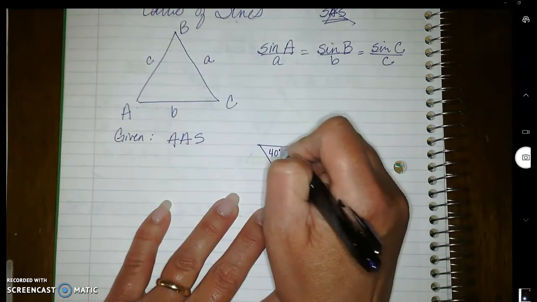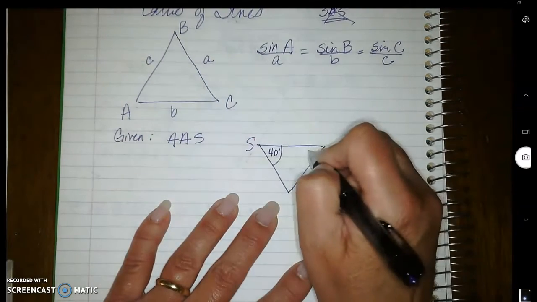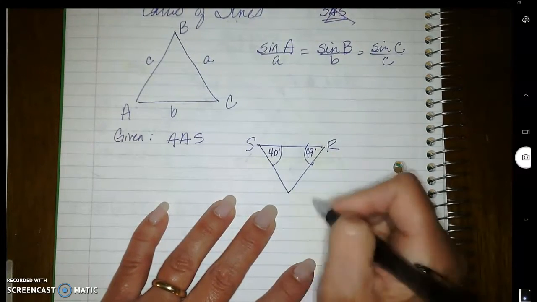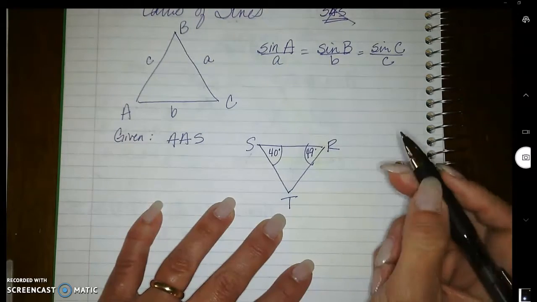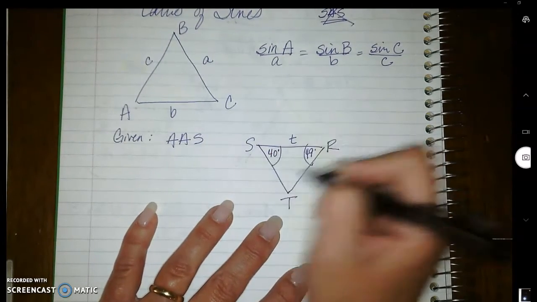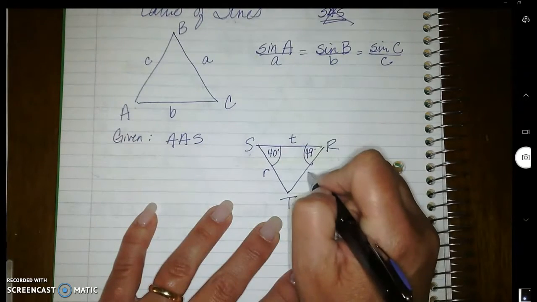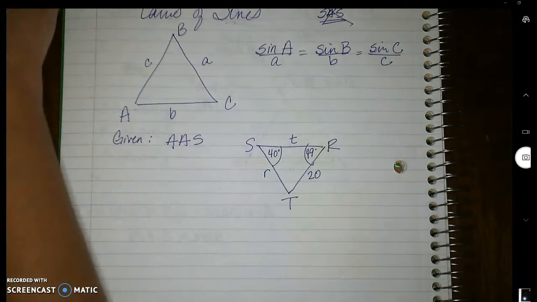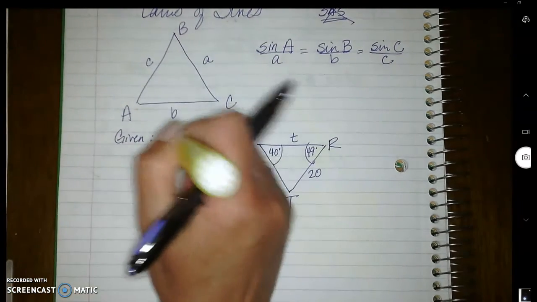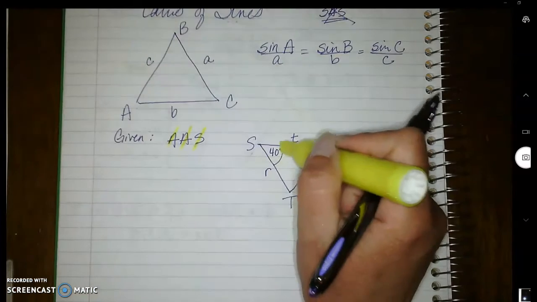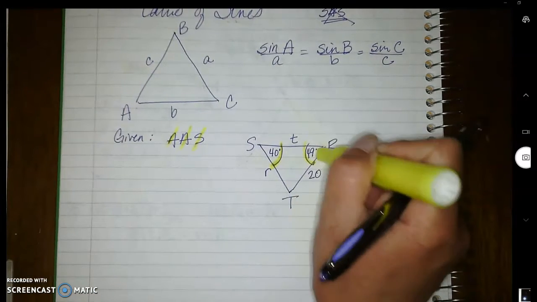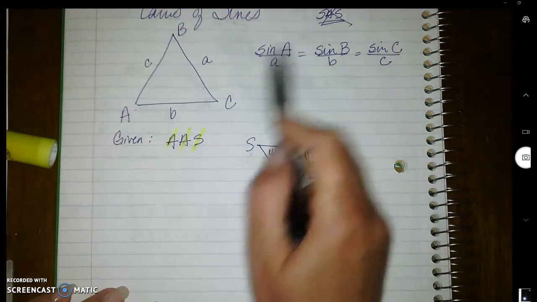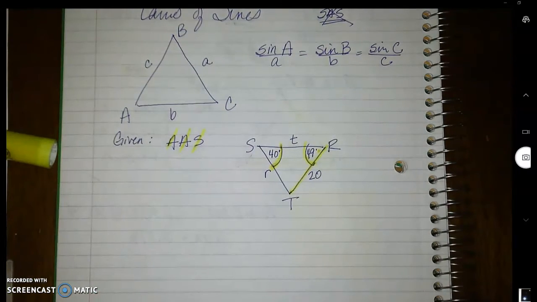This is 40 degrees. Let's call this angle S. We're going to label this 49 and call this angle R. And so this is triangle RST. I want to know what this side is, I want to know what this side is, and I know that this side is a length of 20. So again, I'm given an angle, and then this side right here. So we're going to do law of sines, and we're going to solve and get everything else.